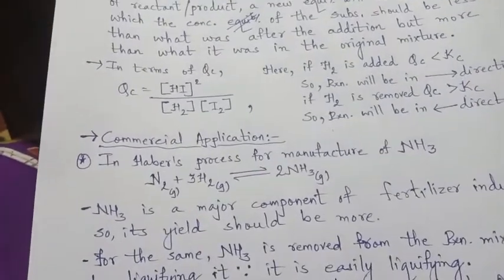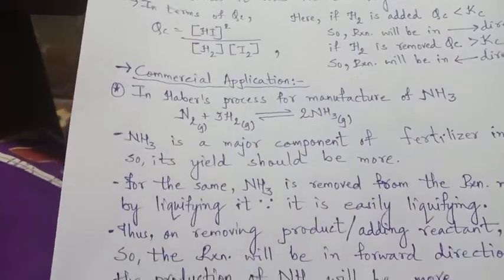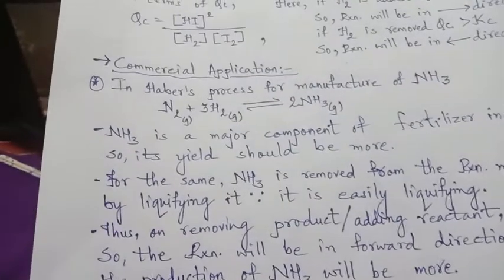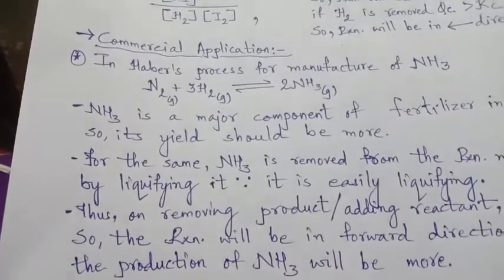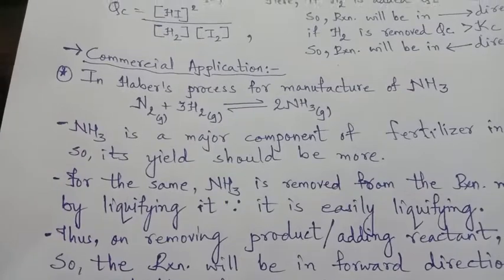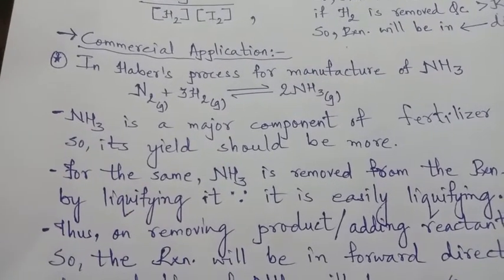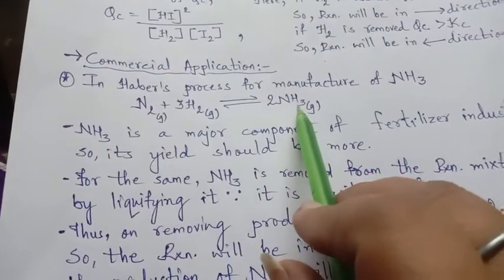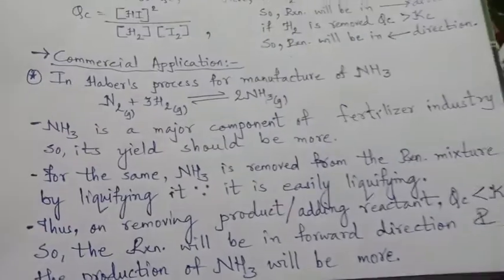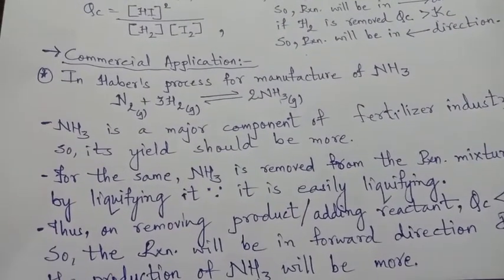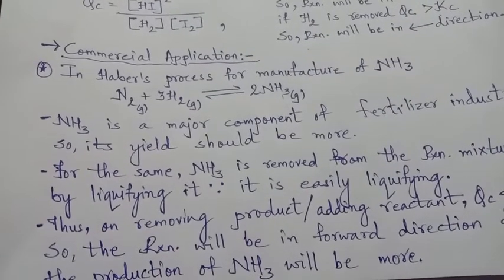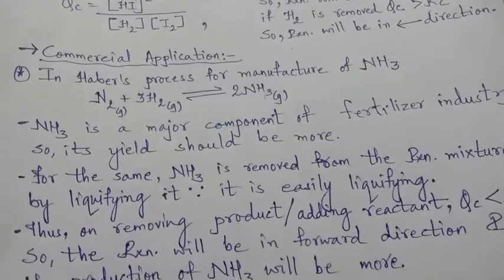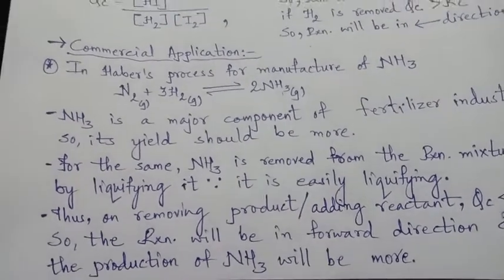This is applied in Haber's process, that is the manufacture of ammonia, and the manufacture of lime, that is calcium oxide. In Haber's process for the manufacture of ammonia, nitrogen gas and hydrogen gas react to give ammonia. Commercially, ammonia is prepared in a large amount because ammonia is the major component of the fertilizer industry. In all the different types of fertilizers, the basic component is ammonia, so its yield should be more.